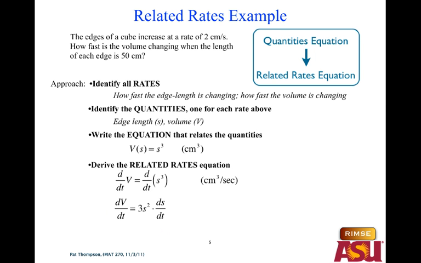So, what is it asking for? How fast is the volume changing when each edge is 50 centimeters? So, we're interested in knowing what? Which of these things? We actually have three different variables here: dV/dt is variable, s is variable, ds/dt. Which of those are we interested in knowing? dV/dt is the unknown, and that equals 3 times. So we want to know how fast the volume is changing when the edge length is 50.